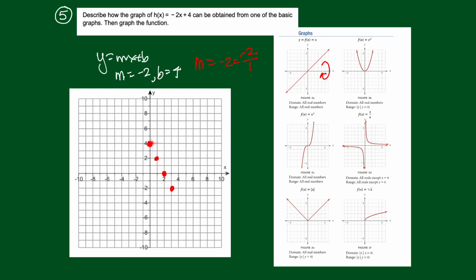So I'll start my point. I'll go to the right one, down 2. I'll do it again because that's kind of close. To the right one, down 2. To the right one, down 2. Now I've got 4 points. I can pass a line through those 4.